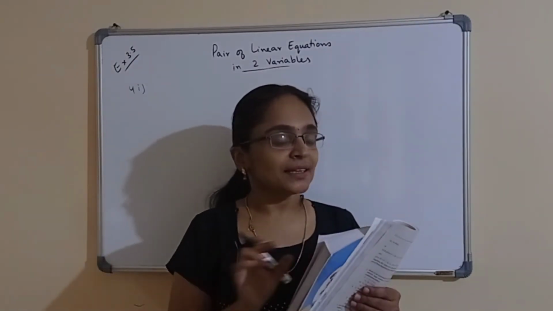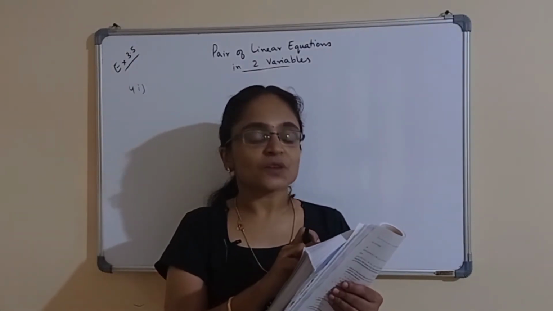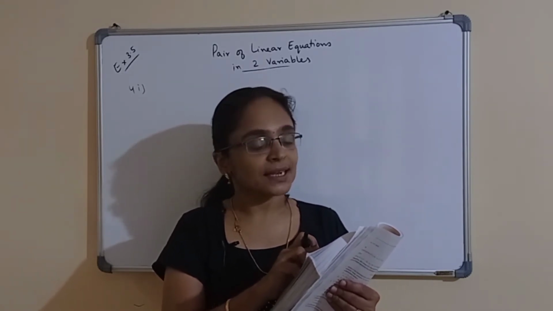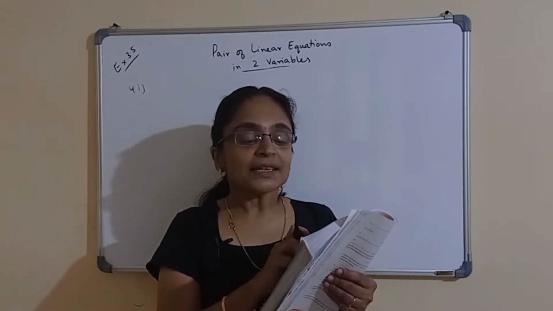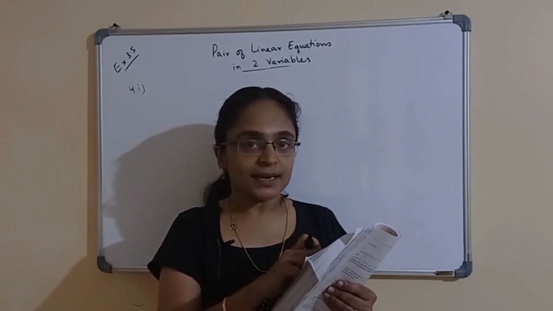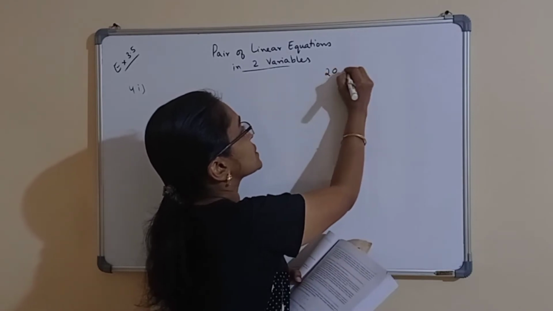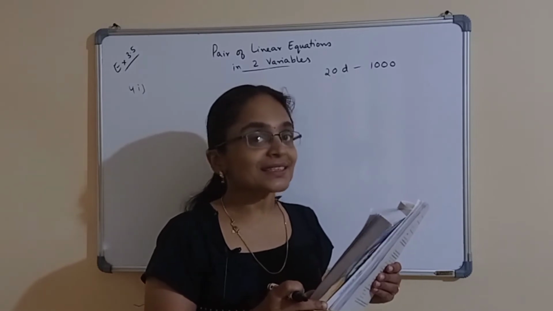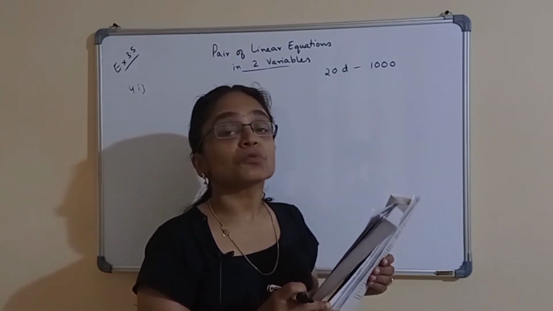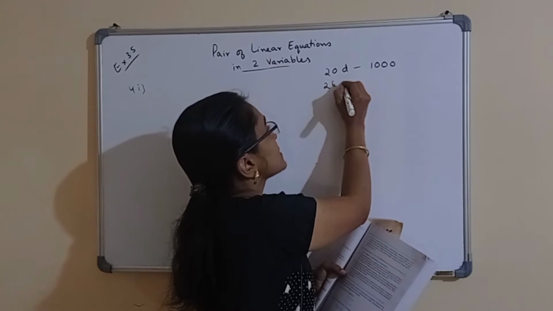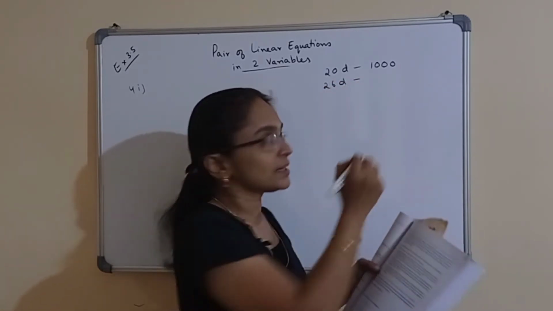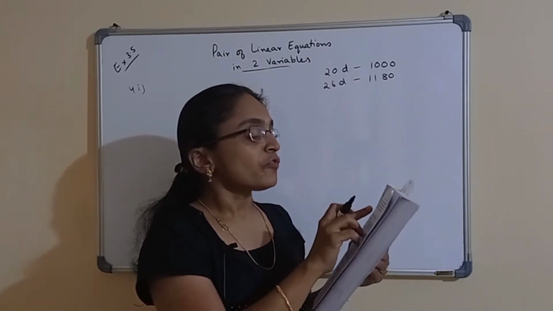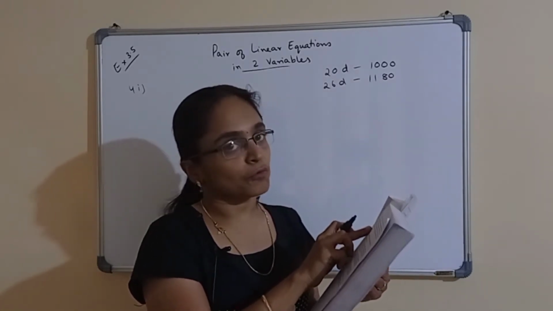Next one, I will read the question. A part of monthly hostel charges is fixed and the remaining depends on the number of days one has taken food in the mess. When a student A takes food for 20 days, she has to pay 1000 rupees as hostel charges, whereas a student B who takes food for 26 days has to pay 1180 rupees as hostel charges. Okay, find the fixed charges and the cost of food per day.